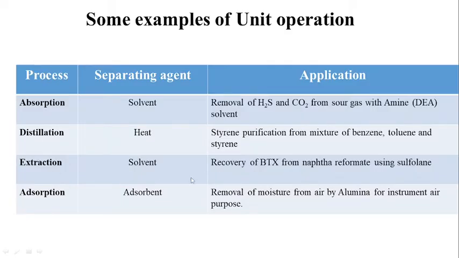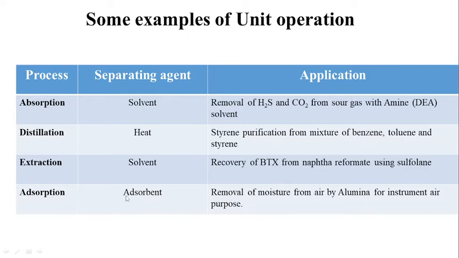Next is extraction. In extraction, if a mixture of miscible components is present, then we will add some third component which is called as solvent, which is only partially miscible with one of the components and completely miscible with the other component. So in refinery, sulfolane is used to extract benzene, toluene and xylene from naphtha reformate. This sulfolane is miscible with benzene, toluene and xylene, but immiscible with naphtha reformate.